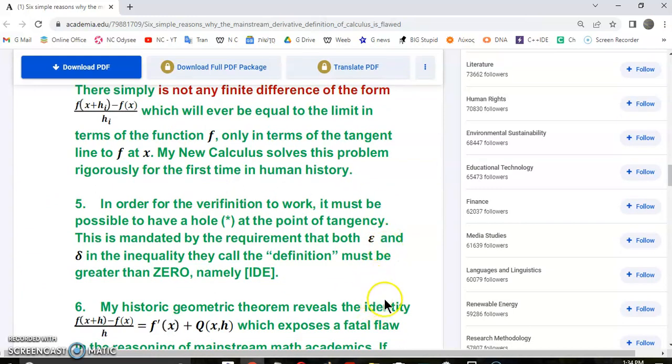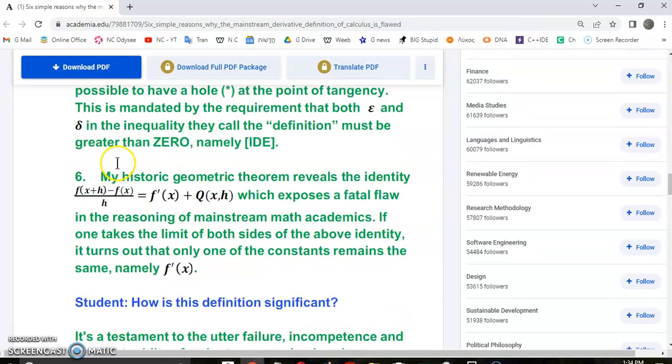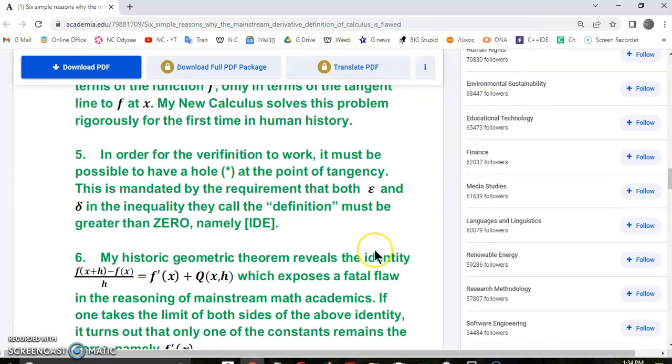Now, my new calculus solves this problem rigorously for the first time in human history. Moreover, my historic geometric theorem gives you a way to understand this with complete rigor and have the same results as your mainstream calculus. Now, point number 5 is, in order for the very definition to work, it must be possible to have a hole at the point of tangency, and I've explained this to you in numerous videos where I've said holey functions, etc.